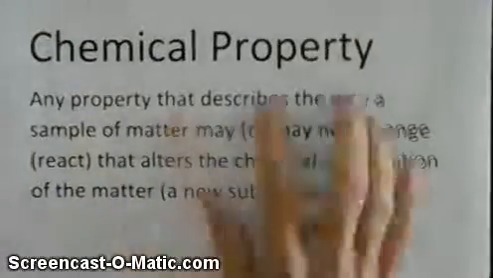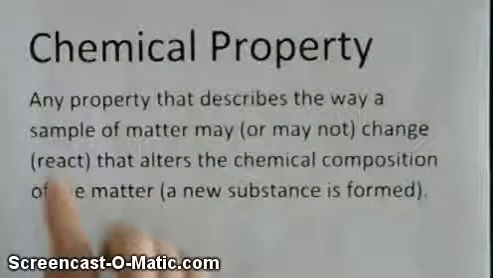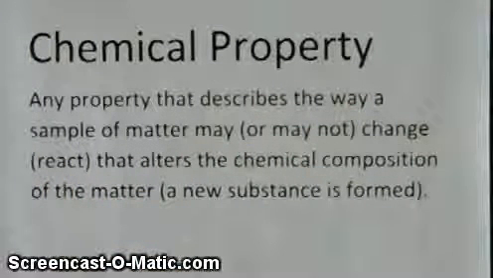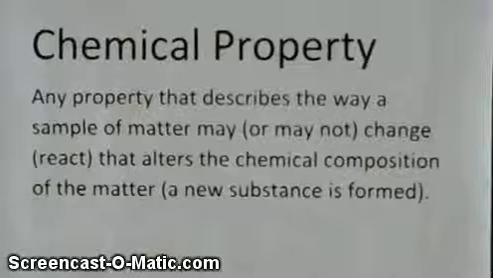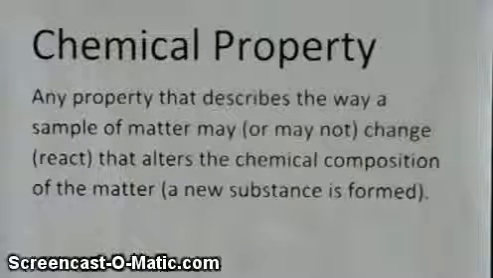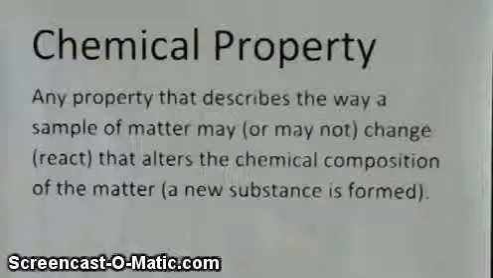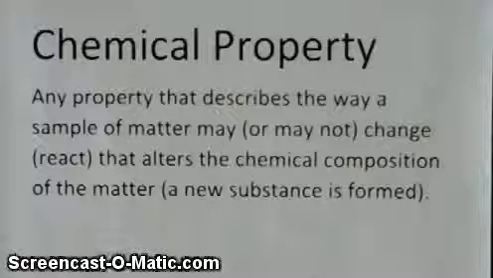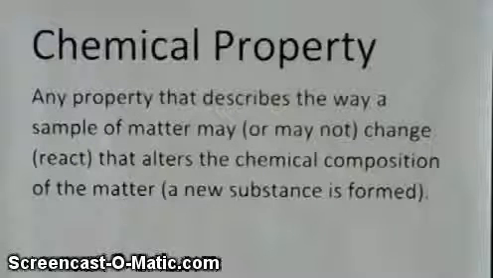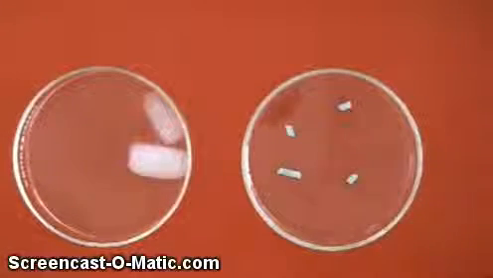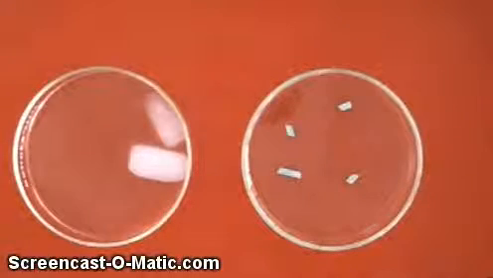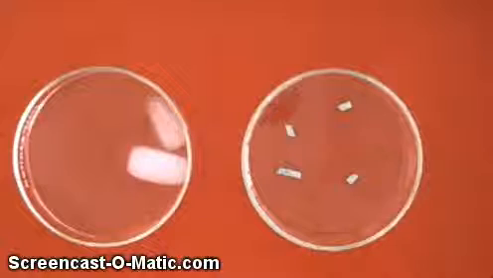So what's a chemical property? Well, that's any property that describes the way a sample or matter may change, but this time the change has to alter the chemical composition of the matter. So I need to have a new substance when I'm done. What we observed before, I ended up still with H2O and Mg, still water, still magnesium. So what is a chemical property of water and what is a chemical property of magnesium?